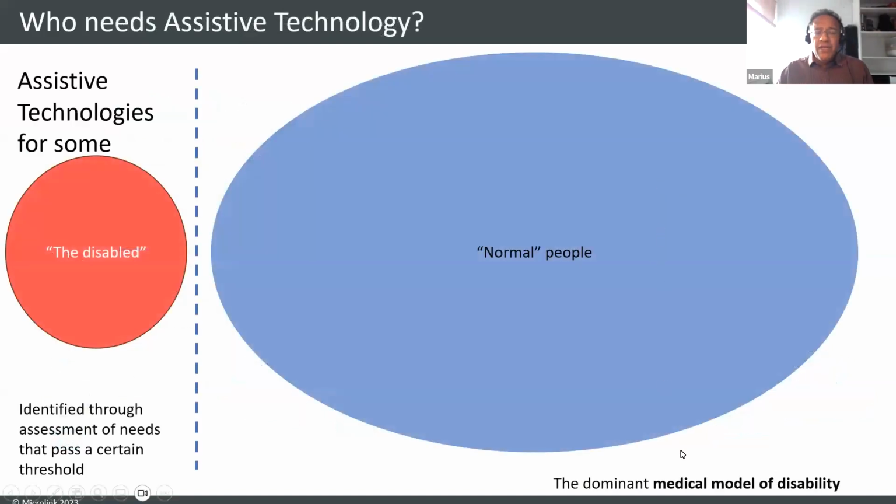Now, I just want to give you the context in which we're operating. The dominant model at the moment out there in society is what we call the medical model of disability. It's not right, but this is the way it is. There are labels attached to people. There is a barrier put up, that's the dotted line, and there's a perception that assistive technologies are for some, the disabled, identified through assessment of needs that pass a certain threshold. Sadly, that is still the model out there.